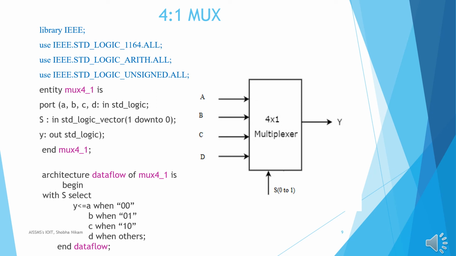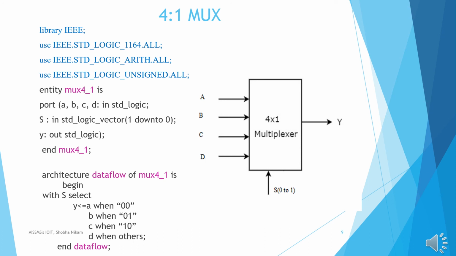Dataflow modeling supports concurrent statements, and the generally used concurrent statements in dataflow modeling are when-else and with-select-when. In the previous example, I explained how to write code using when-else. Now, this code is for the same 4:1 multiplexer using with-select-when statements. Here, the library files will remain the same, the packages will remain the same, and the entity describes inputs and outputs, so the entity will also remain the same. The only change is in the architecture.